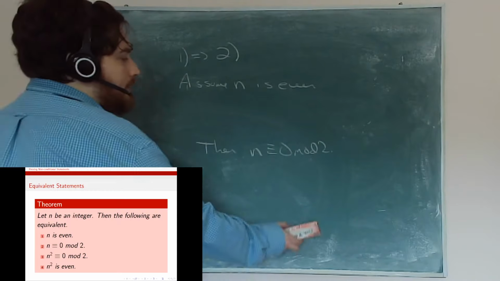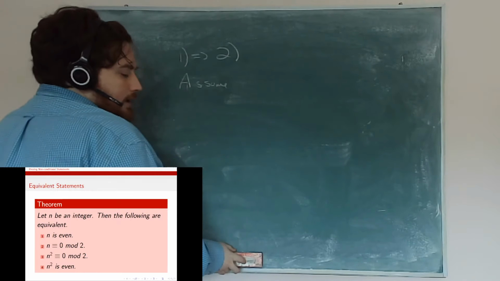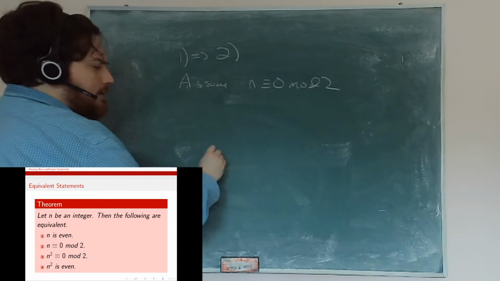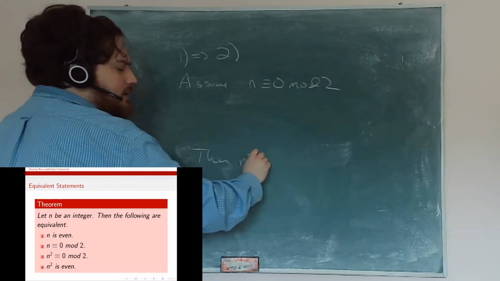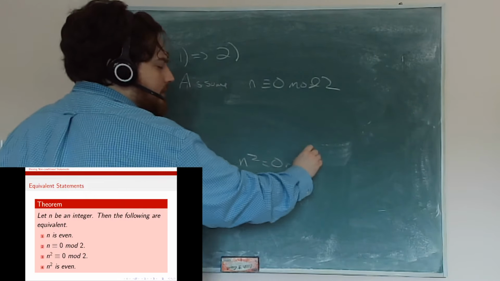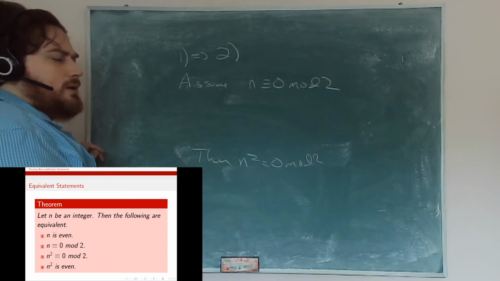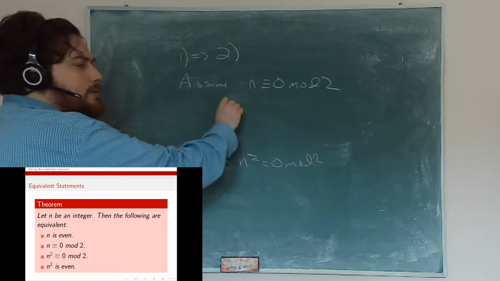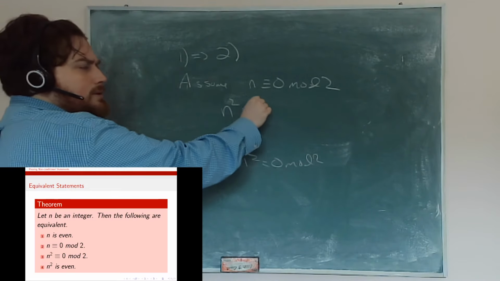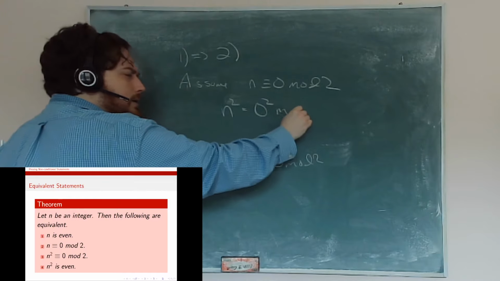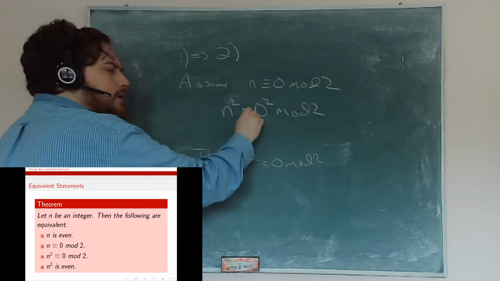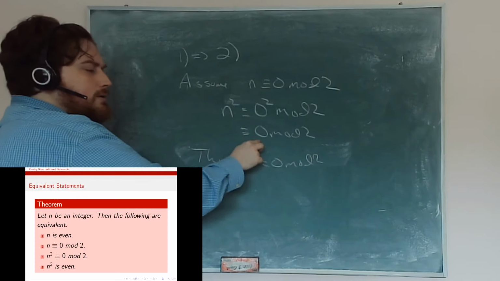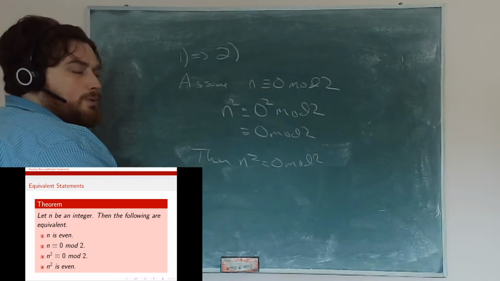The next thing we had was assume n is congruent to 0 mod 2, and I want to show that then n squared is congruent to 0 mod 2. That does take a little bit more work. So what we would say is n squared is congruent to n times n, so this is 0 squared mod 2. But 0 squared is 0 mod 2. Hence, n squared is congruent to 0 mod 2, which is what we're looking for.